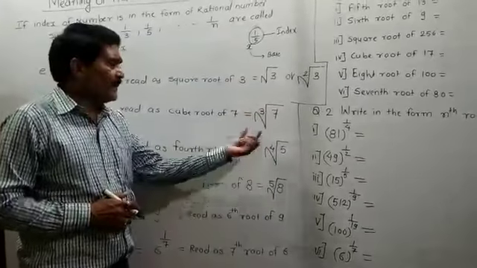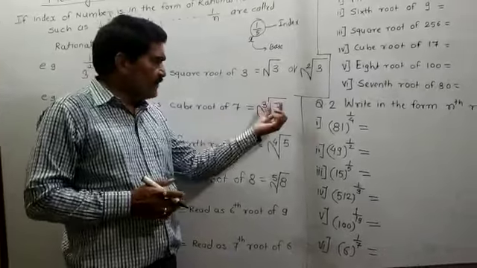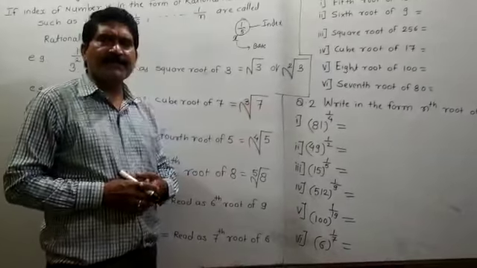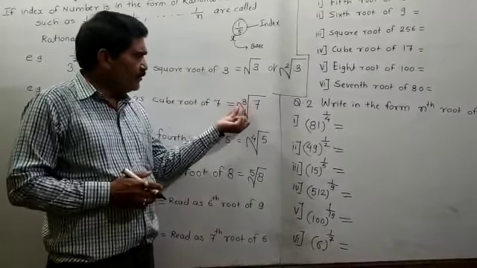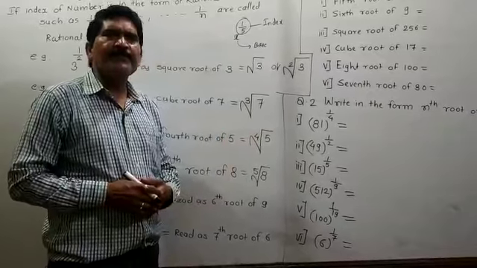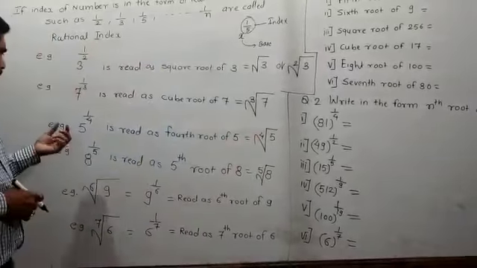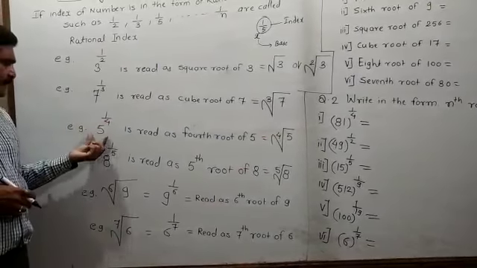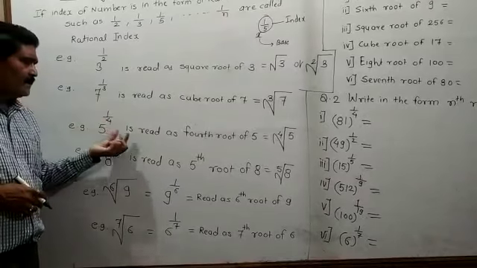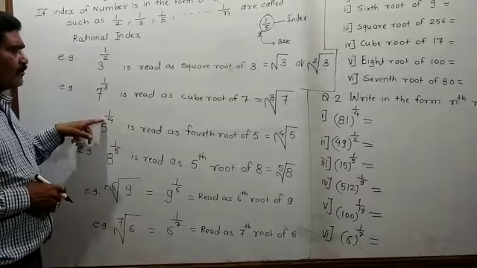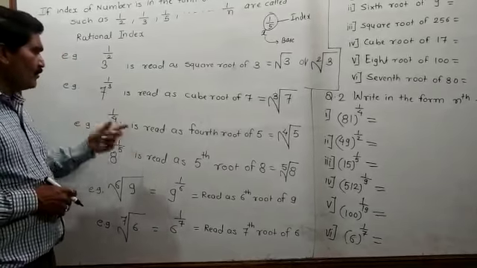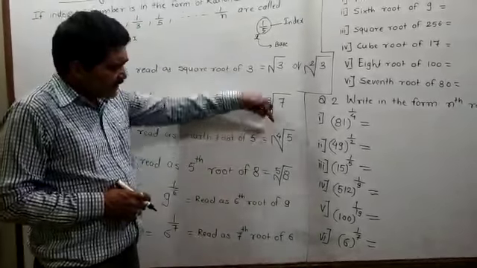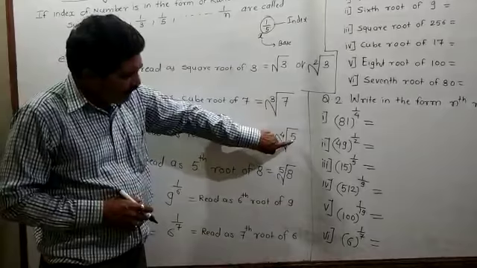This root sign is called the radical, this 7 is called the radicand, and this 3 is called the index. You will say cube root of 7, like this. Then 5 raised to 1 upon 4, this 5 is the base, 1 upon 4 is the rational index, and 1 upon 4 means fourth root, so it is read as fourth root of 5, and you will write fourth root of 5.